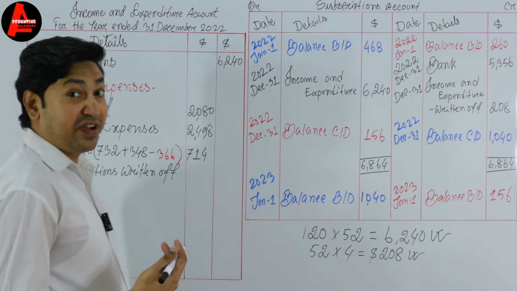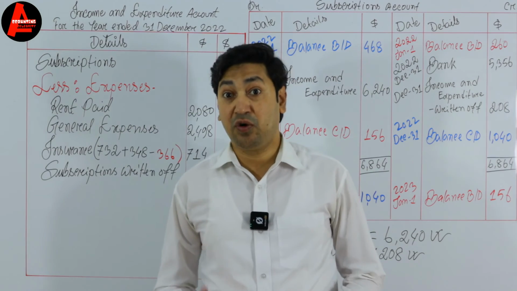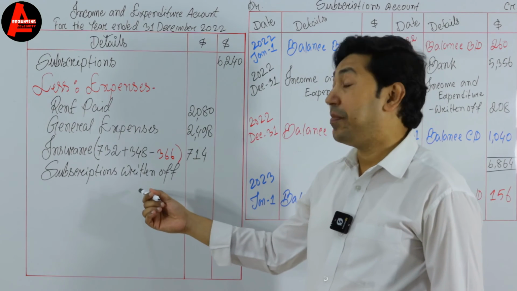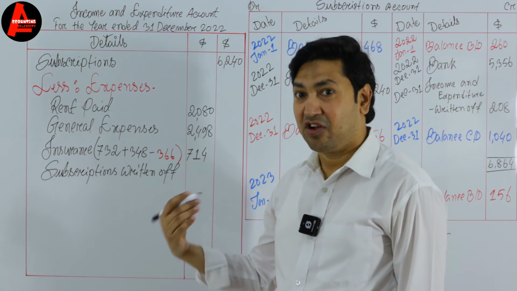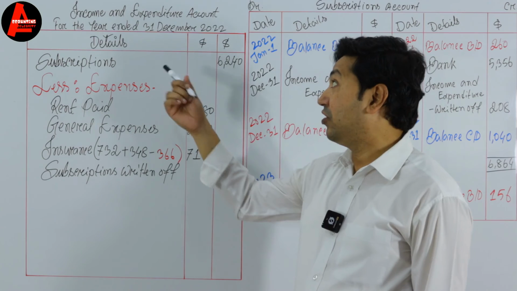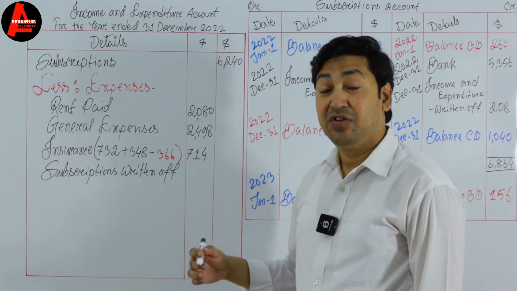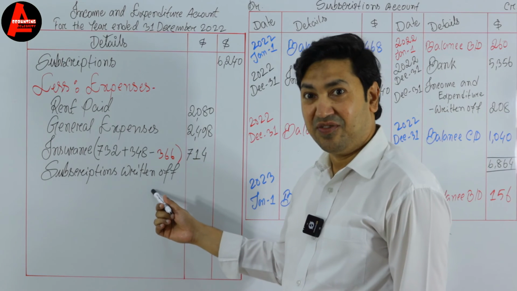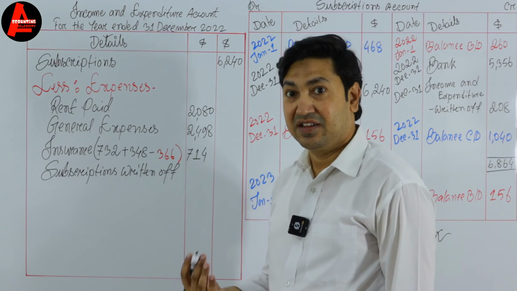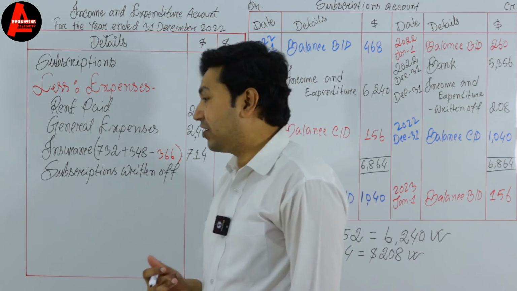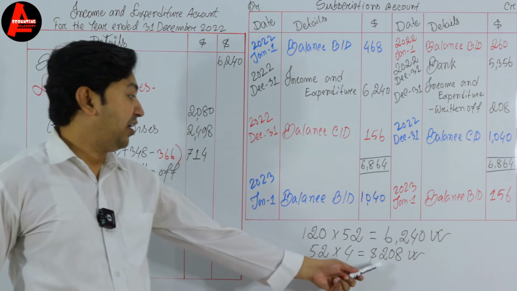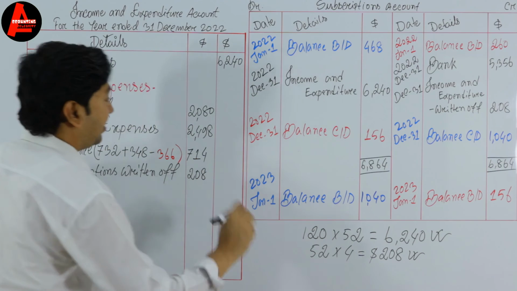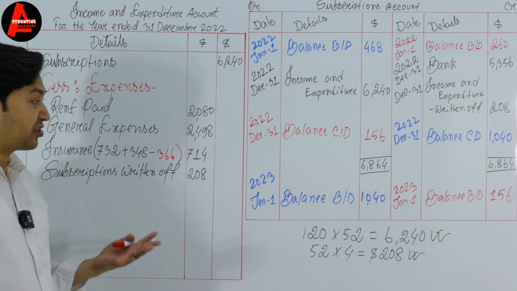So here when we prepare an income statement for sole traders or other limited company, then what you write? We write here bad debts written off or irrecoverable debts, right? But when you prepare income and expenditure account for club and societies, we write subscription written off. Okay, it is not bad debt written off. Okay, don't forget. Okay, so here we got $208. We will write here 208. Okay, so these are expenses we had in this question.